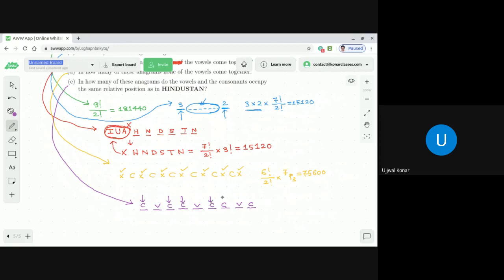Hello Divanshu? Yes, sir. So that is what is called the relative position. Same relative position means in the place of a consonant, you can keep only consonants, and in the place of vowels, you can keep only vowels. Got it or not? Yeah. So one combination could be that in the first place you can write N, second place you can write I, third place you can write S, fourth place you can write N, fifth place you can write U, seventh place. In that way you can proceed. Got it or not?